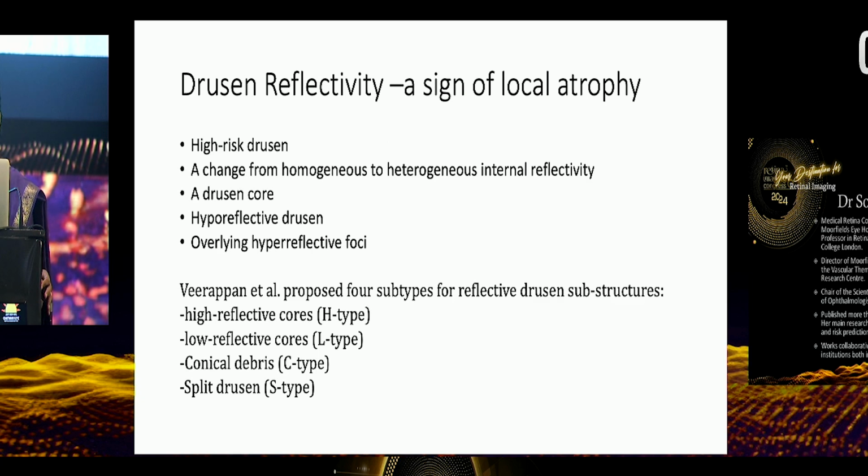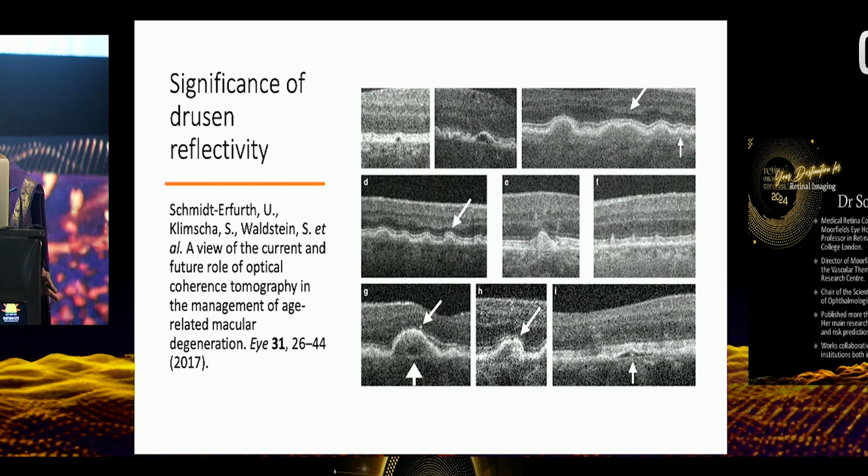So high-risk drusen, we saw in the color photographs. In addition to that, if you're using OCT, there is a change from homogeneous to heterogeneous internal reflectivity, a drusen core, hyporeflective drusen, and hyperreflective foci. There are loads of papers on this, but I think this one gives you a sort of summary. So the first A and B slides show hyporeflective drusen, which are at risk. And then the next two, C and D, show medium-sized reflectivity.